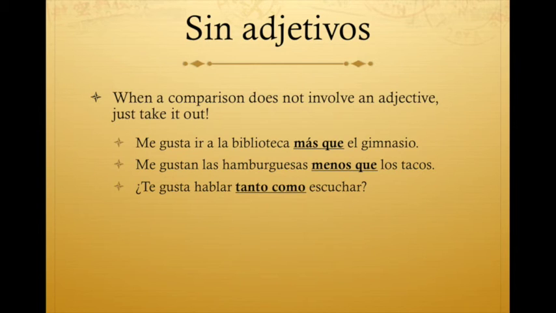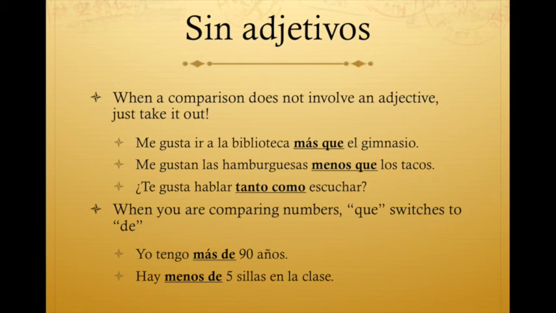In order to make a comparison that doesn't involve an adjective, you just take it out. For example, if we wanted to say, I like to go to the library more than the gym. Me gusta ir a la biblioteca más que el gimnasio. Me gustan las hamburguesas menos que los tacos. I like hamburgers less than tacos. And just like we saw in the earlier example, te gusta hablar tanto como escuchar? Do you like to talk as much as listen? So again, we're not using adjectives, but we're still making comparisons.